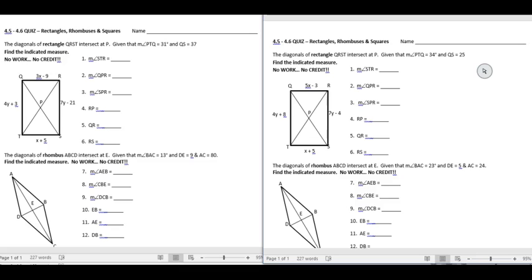Now I'm going to go over the 4, 5, 4, 6 quizzes, and notice you'll be able to tell which version you had by what the measure of angle PTQ is and the measure of QS. So I want to start with the one on the left. What we know first of all is that, let's go ahead and talk through these angles. So we're given PTQ.